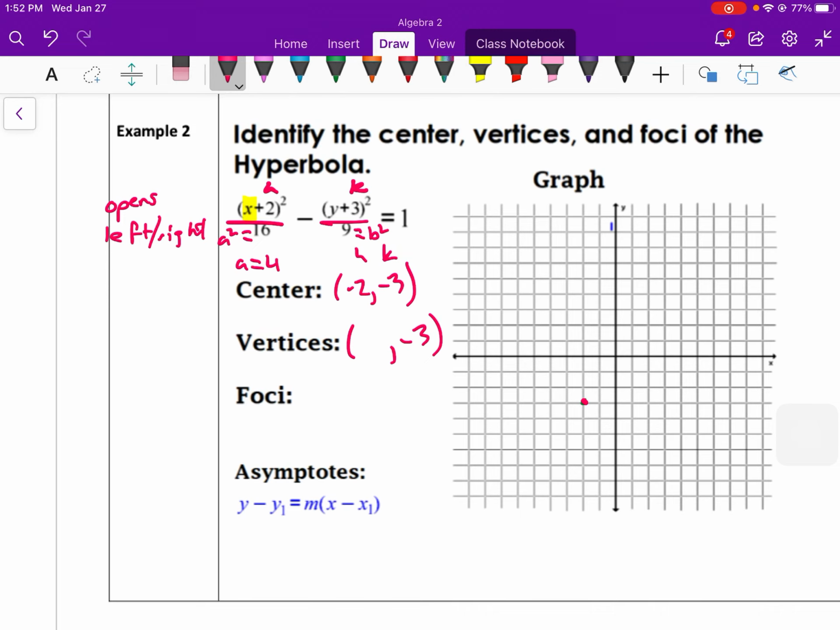So negative 3. But we're going to move plus or minus 4 from negative 2. So negative 2 minus 4 is negative 6. Negative 2 plus 4 is 2, negative 3. Let me just check my notes real quick to ensure that that's what I got. Yep, that looks good. So negative 6, negative 3, and then 2, negative 3. Now we can use our b value here, which b squared is 9. So taking the square root, b is 3. So right here and right here, we can create our box.